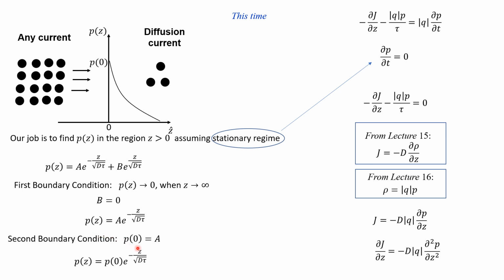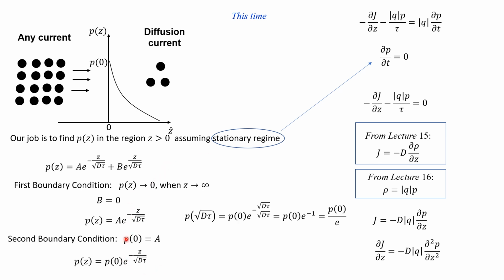Now, for the second boundary condition, we can use the origin. So we know that p evaluated at the origin must be equal to A, because we're going to have 0 here, then this term is going to be 1. So instead of using A, we can use p evaluated at the origin. So this is basically the job we had to do. We found that when transport is by diffusion in the presence of some recombination process, then the concentration of particles decays exponentially with space.